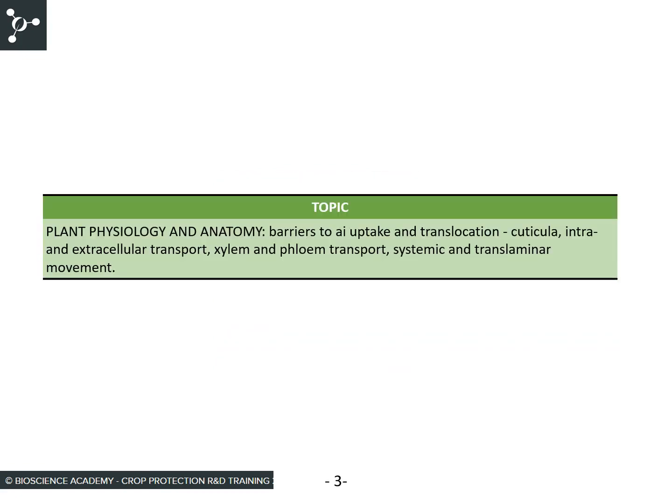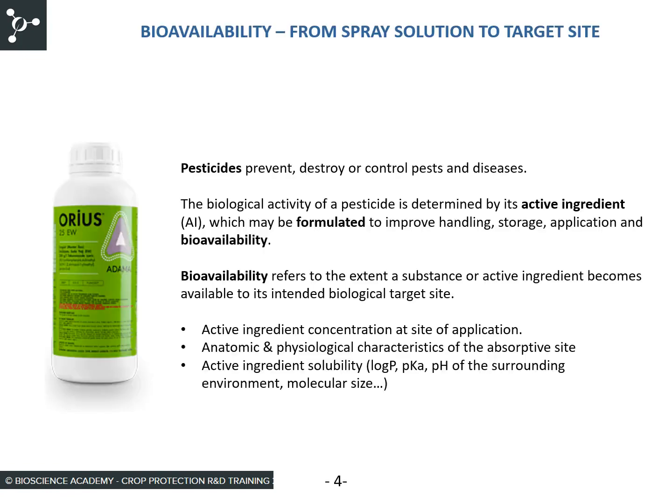In this course, you will learn more about the barriers to active ingredient uptake and translocation, including about the leaf cuticle, intra- and extracellular transport within the leaf, xylem and phloem transport, as well as systemic and translaminar movement. The focus of this course, as well as the subsequent course in this series, will be on the barriers and challenges to pesticide bioavailability.